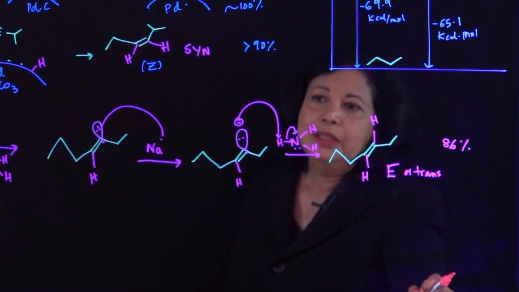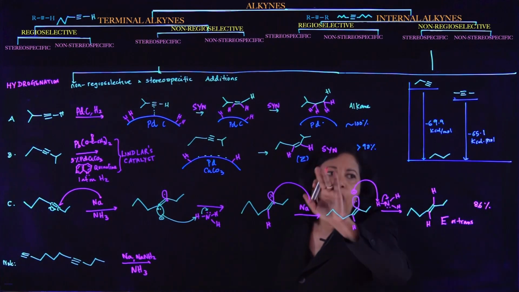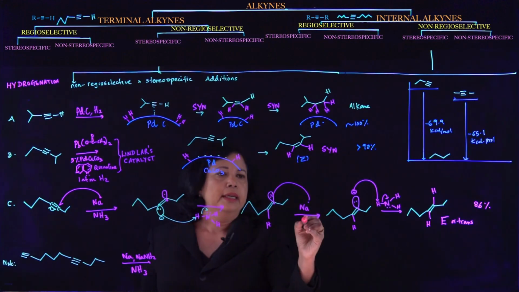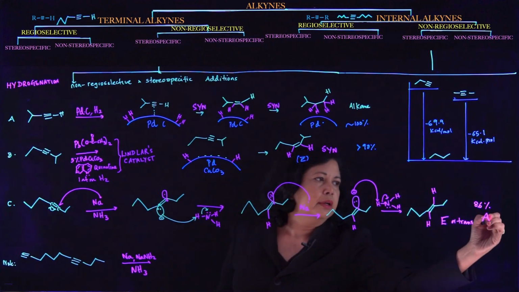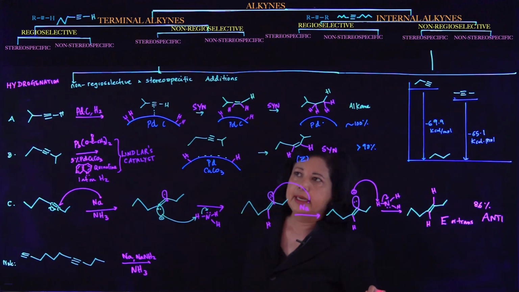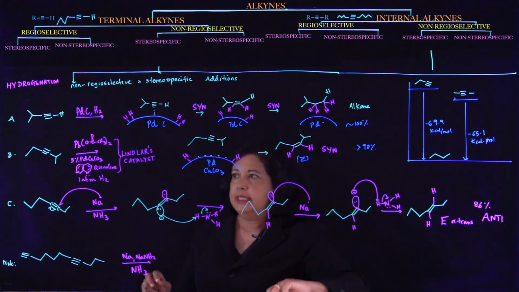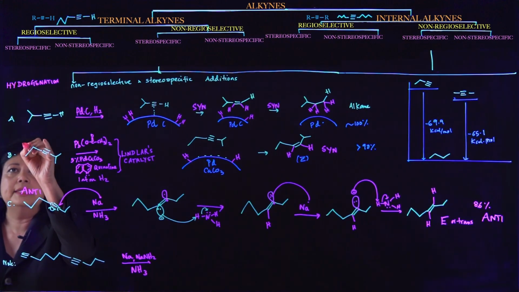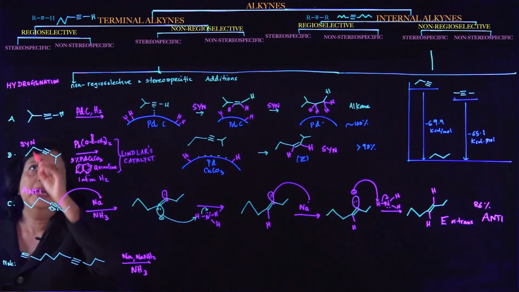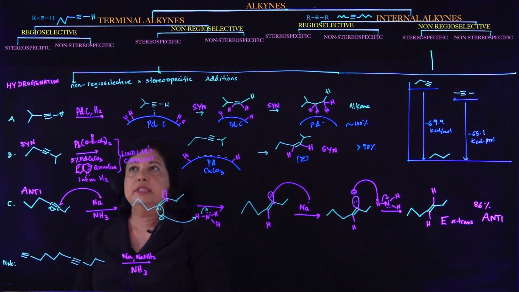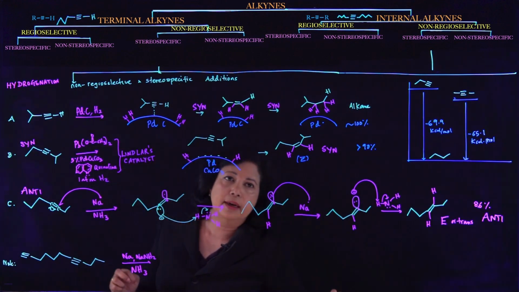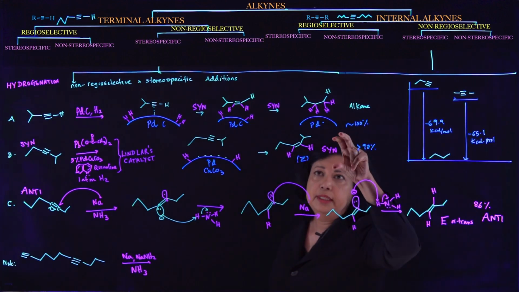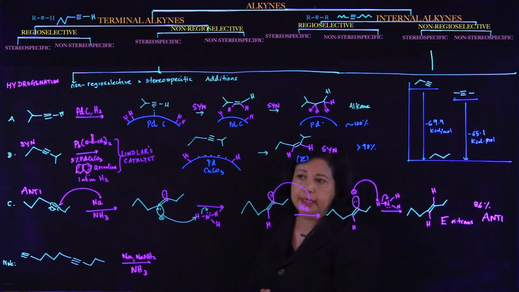So we can get syn addition or we can get anti-addition. So this is going to be anti overall. You're doing it stepwise, but it's anti. So this is anti-stereospecific, and this is syn stereospecific. So we can do regioselective, stereospecific additions to alkynes. By varying the reagent, we can choose whether we want to do syn addition or anti-addition, which is great.